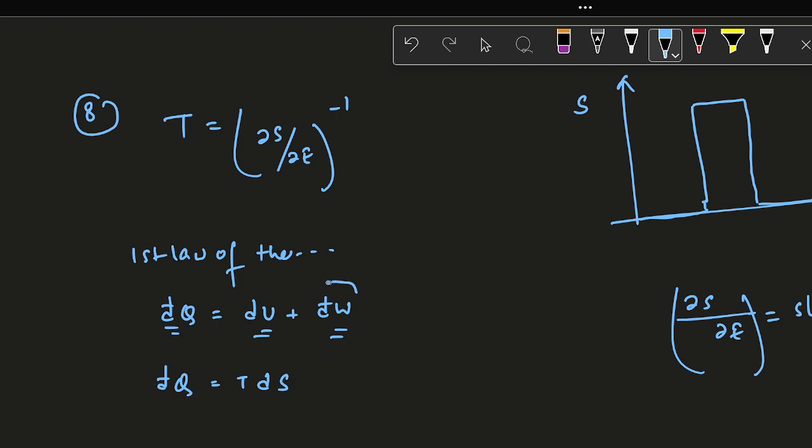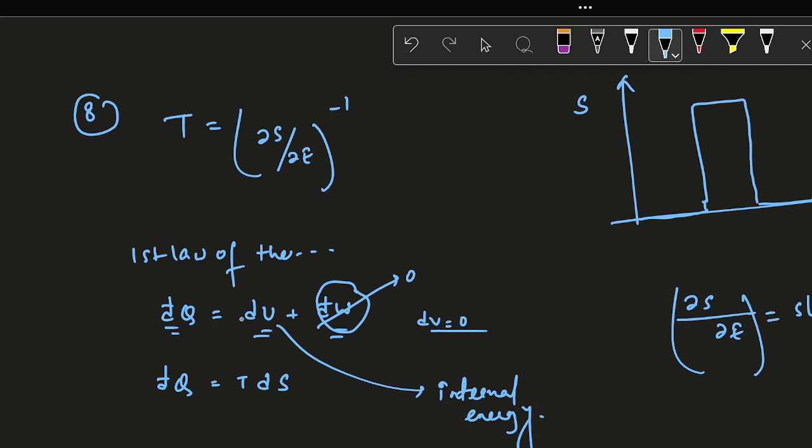Now this dW, the work done, will be 0 for the cases when there is no volume expansion, or let's say when there is no external work done on the system, that is dV equal to 0 or anything like that. So then dQ is simply dU, where U is the internal energy and dU is the change in the internal energy of the system.